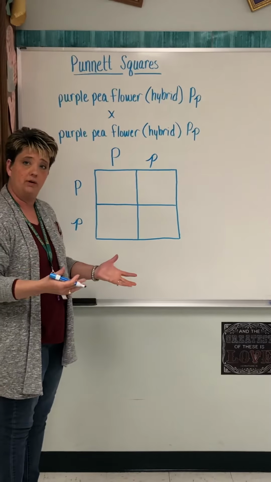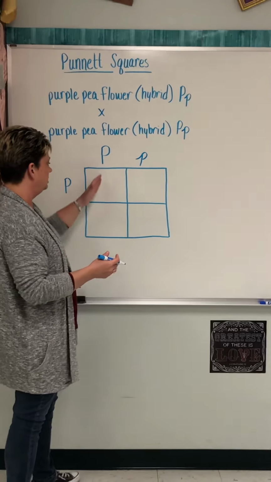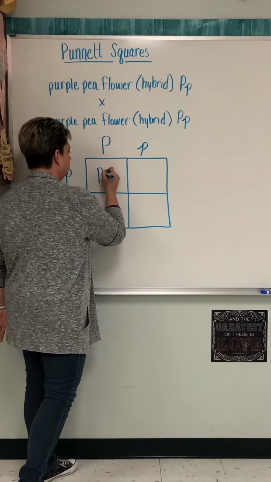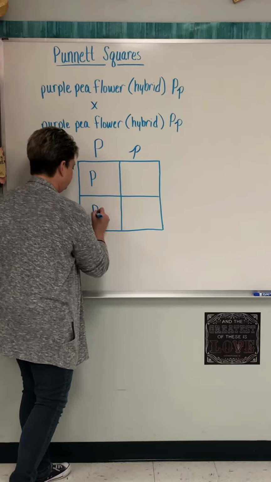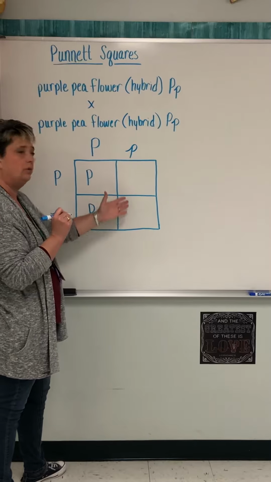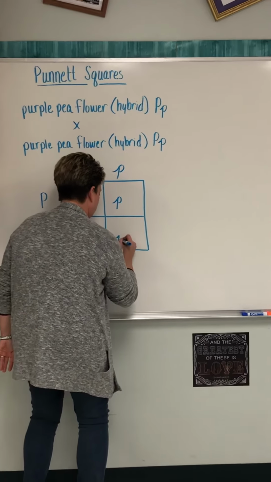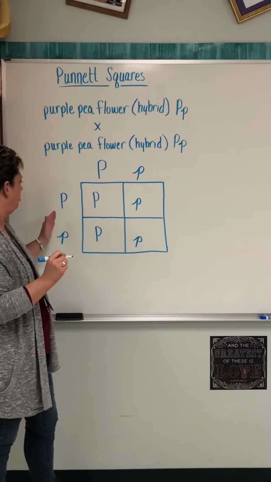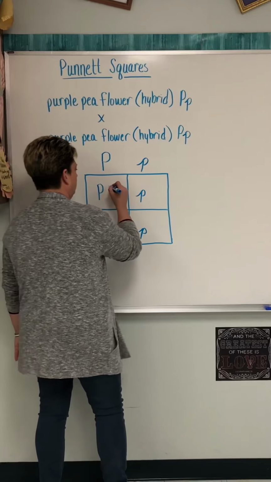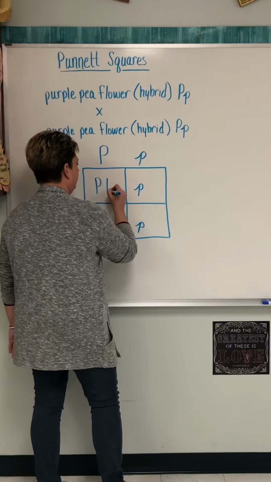Now you simply fill in the grids. So I take all the capital P's on top and go straight down and fill those boxes with capital P's. And I bring down the lowercase p's in both boxes. And then I go straight across with the capital P's on the top boxes. And I'm going to go across with the lowercase p across the bottom boxes.